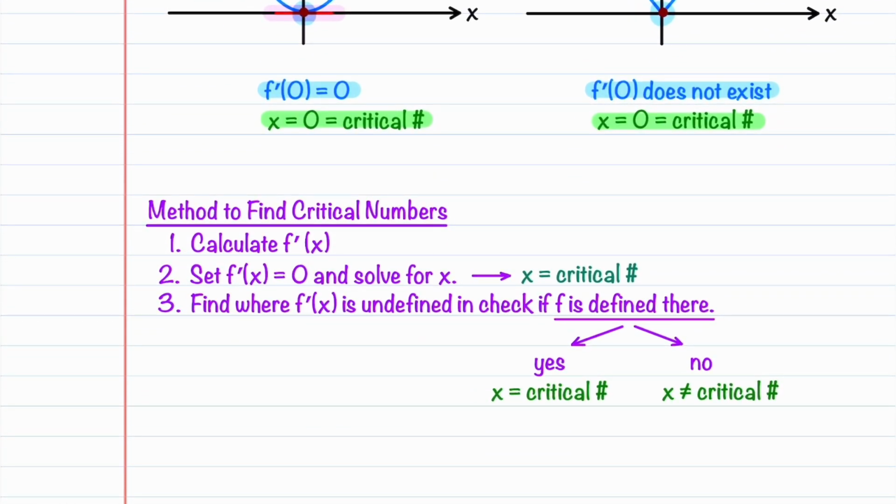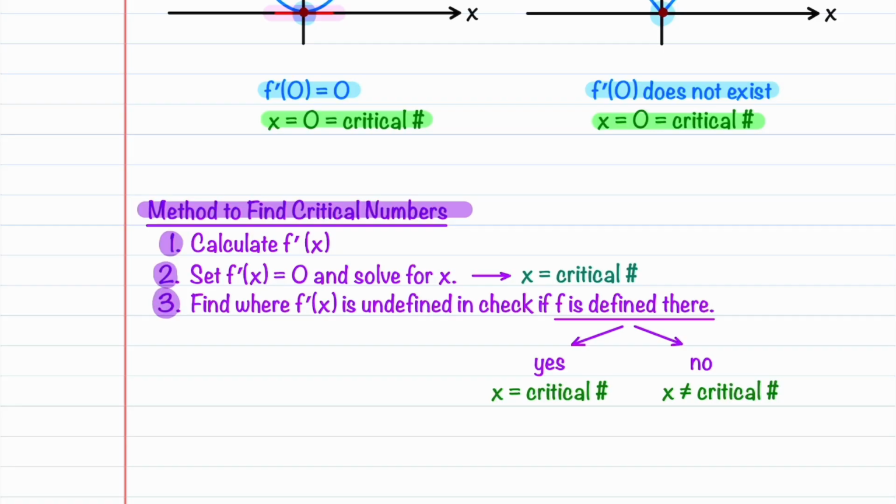Just to make things easier, I've written down a method that we can use to find critical numbers. The first thing you're going to do is calculate f prime of x. Then you're going to set f prime of x equal to 0 and solve for x, and that's your critical number. If f prime of x has a numerator and a denominator, this is where you just set the numerator equal to 0.